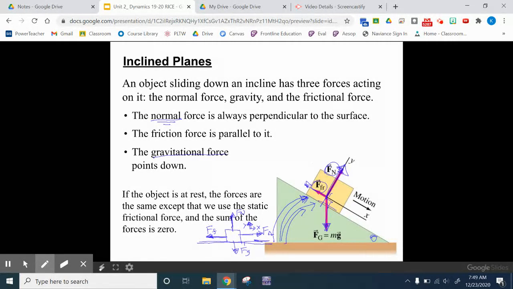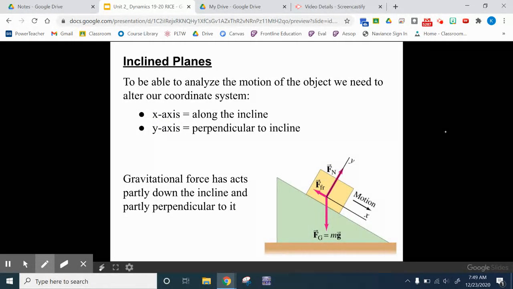What we're going to see on the next slide is that in order to analyze these situations, we want to make sure that we bring our coordinate system with us as well. In other words, when we had a flat surface, our coordinate system was such that x was along, or parallel to, the surface, and y was perpendicular to the surface. It was up and down.